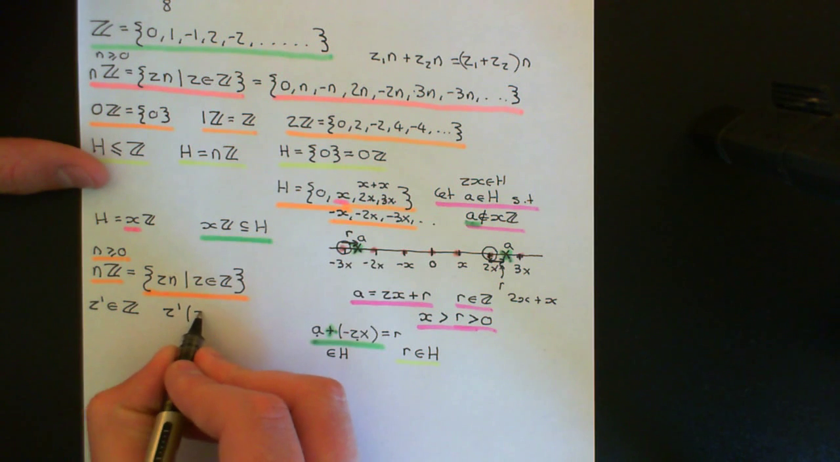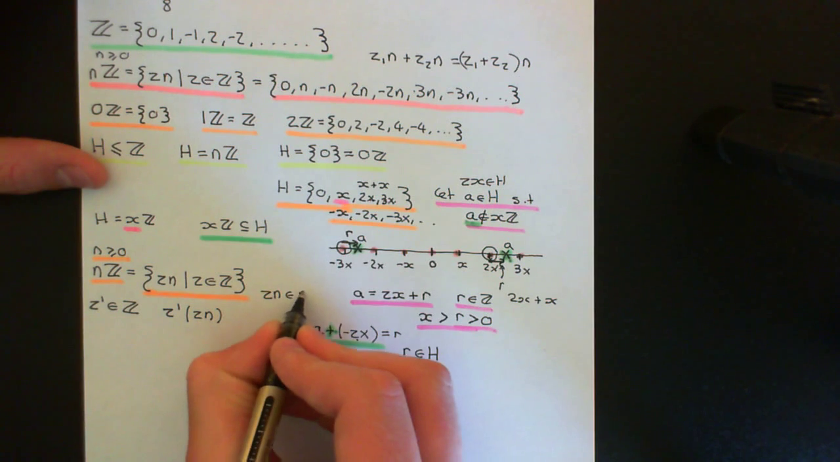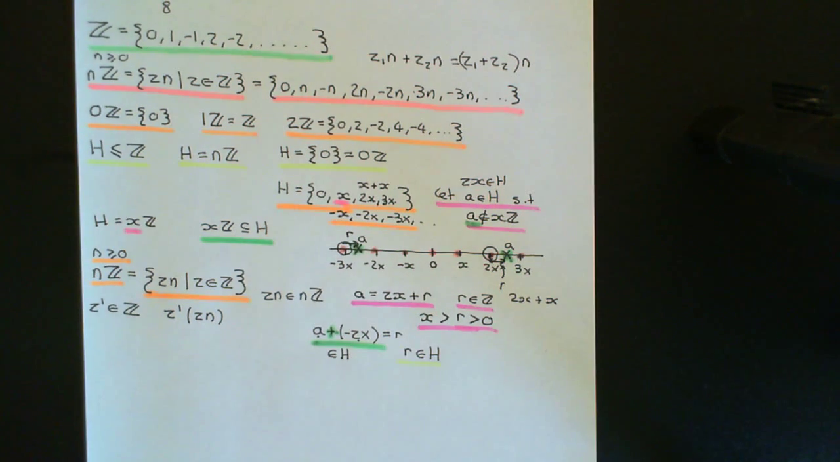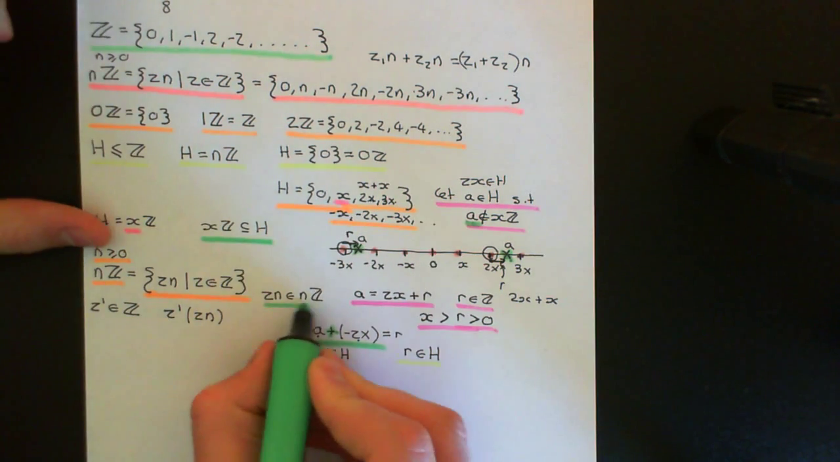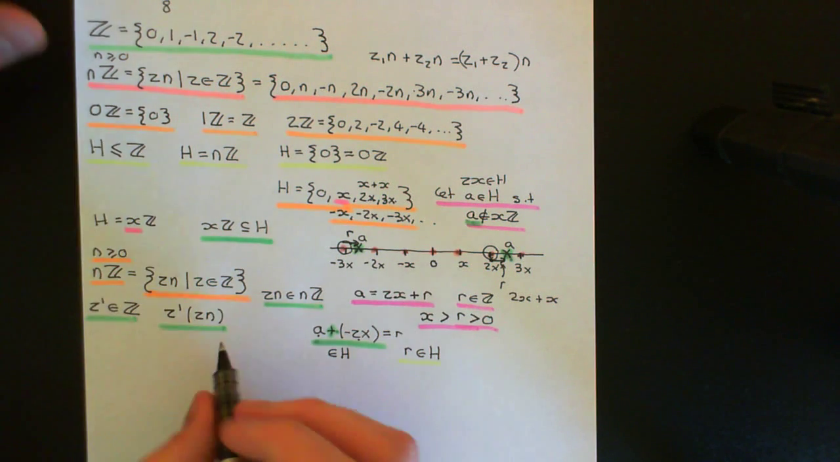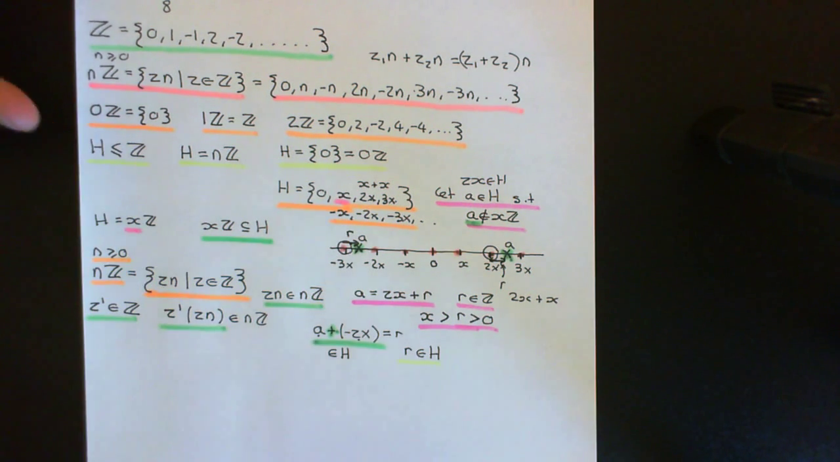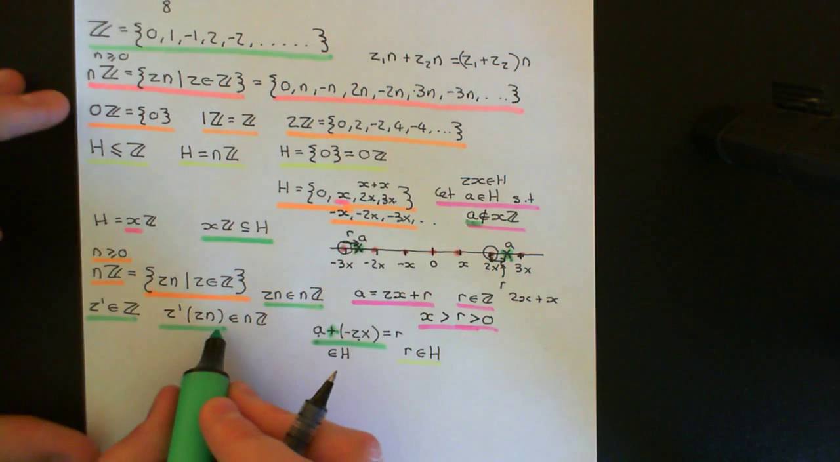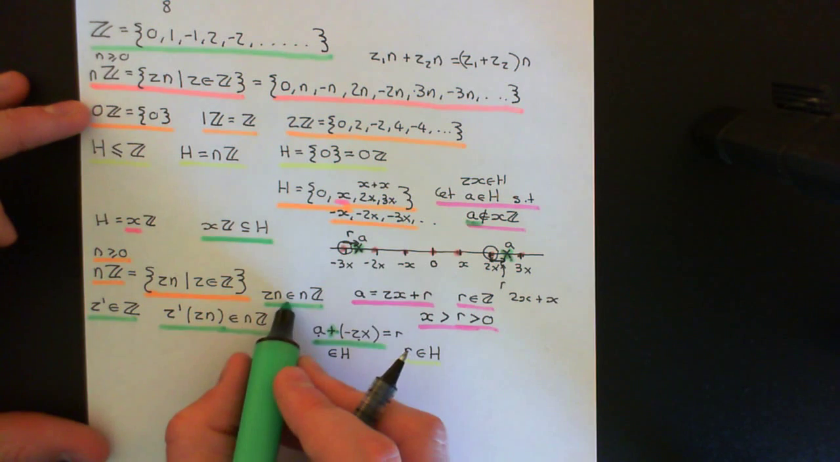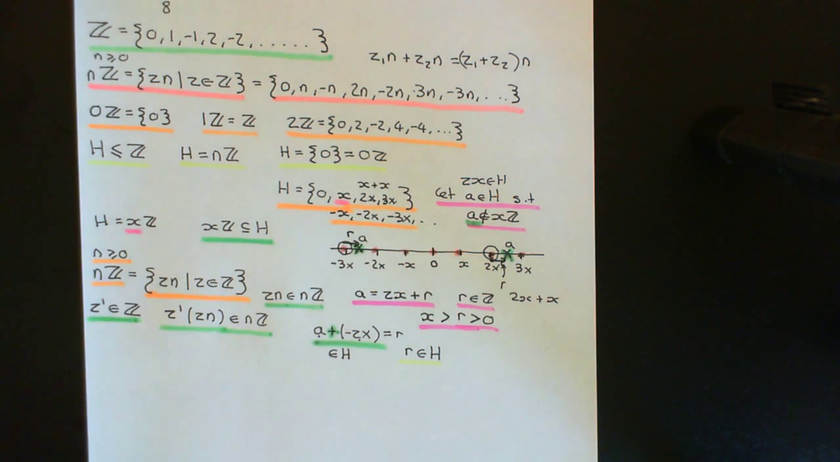So I take my arbitrary element of the additive subgroup, z times n, so z times n is some arbitrary element of nZ here, and I want to show that the thing that I end up with here is back within nZ. If this is going to be an ideal, this had better be back in nZ. That's just the definition of an ideal: when you take an arbitrary element of the ideal and multiply it by something that's in the outer ring, you get something that's back in the ideal. That's what we mean by closed under multiplication.